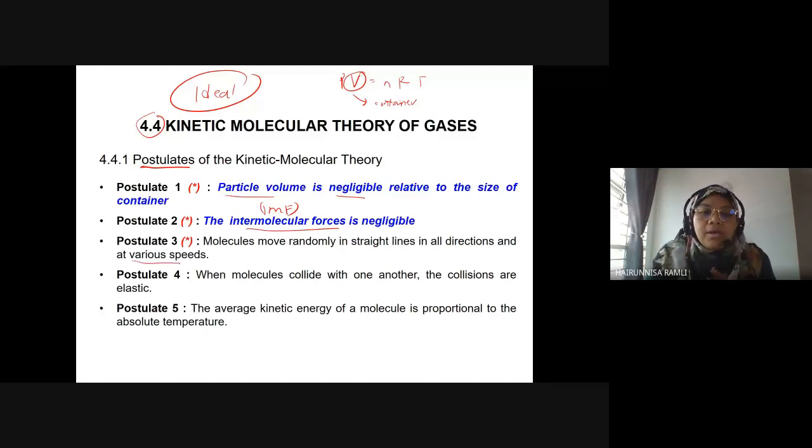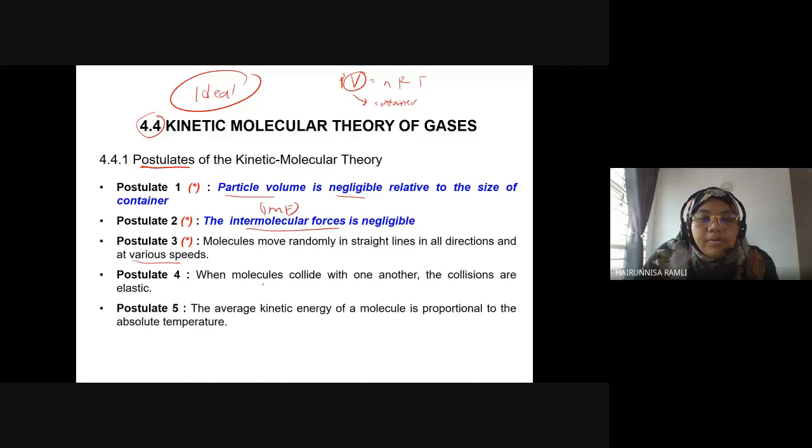Okay. And then postulate number three, molecules move randomly in straight line in all directions and at various speed. Okay, in this case, you belajar dah selama ni kan, daripada zaman sekolah lagi saya rasa, the gases will move randomly secara rawak. Dia lurus tapi dia secara rawak. Okay. In all directions and at various speeds because each of the gases, dia akan ada dia punya specific molar mass. Because of that specific molar mass, dia ada berat dia masing-masing. So that's why speed dia pun berbeza setiap gas.